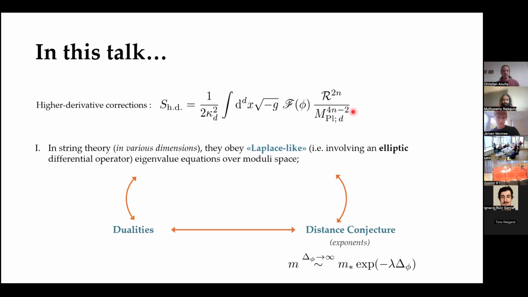I will also try to argue that this has a non-trivial interplay both with dualities, and in particular dualities of the supergravity theory, and with the distance conjecture, in particular the exponents of the distance conjecture. Here I've given a one-liner of what I mean. So this exponent here, lambda, which we will talk about extensively, controls indeed the decay rate of this massive tower of states as we go towards an infinite distance boundary.